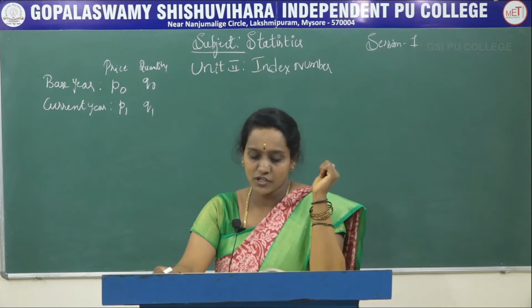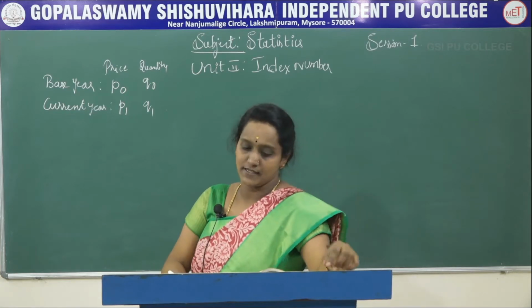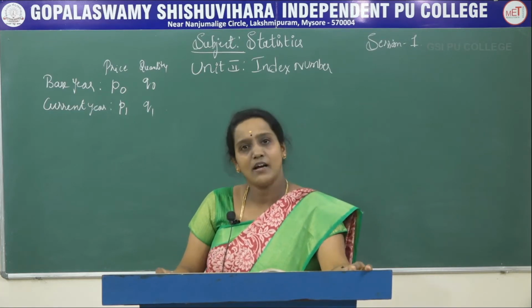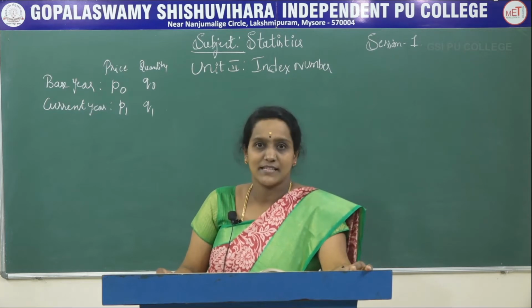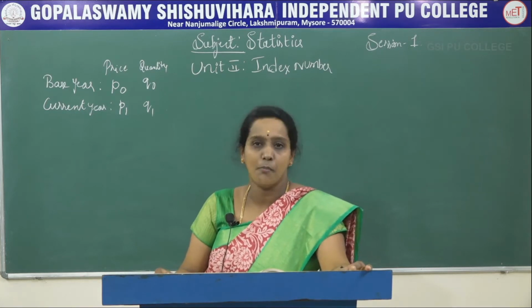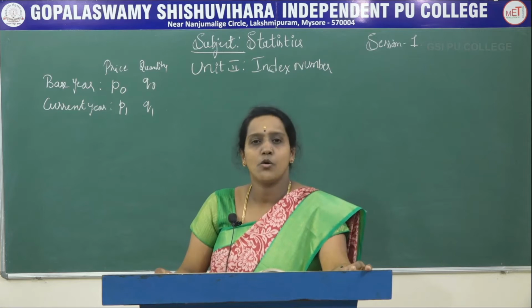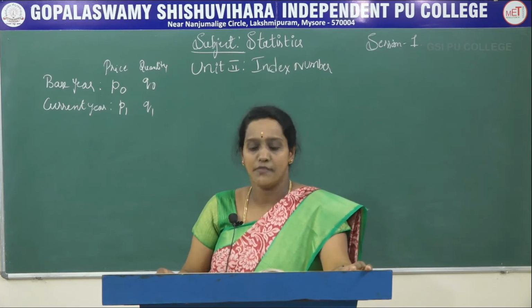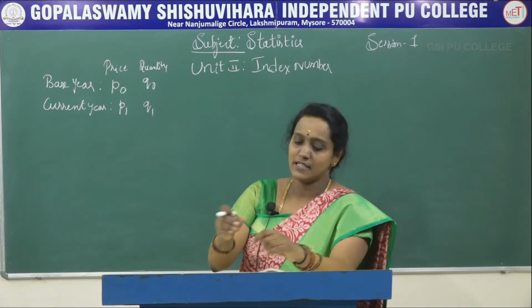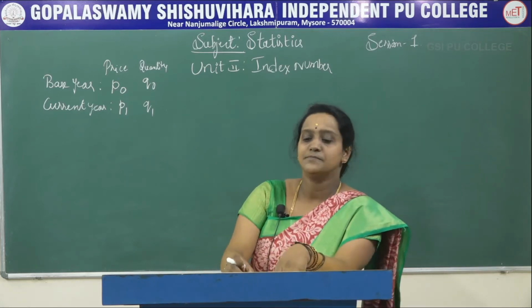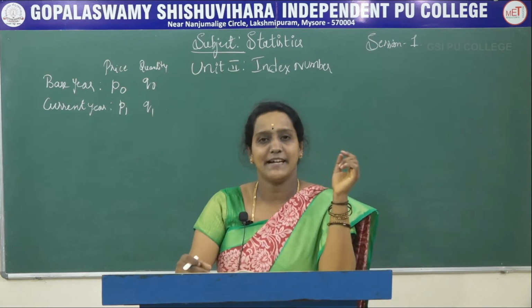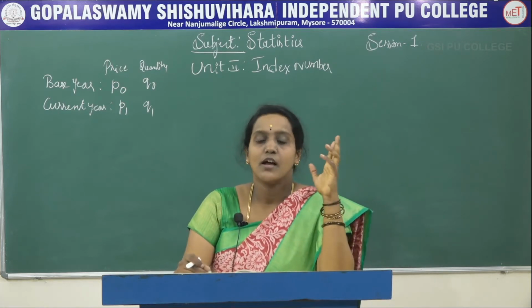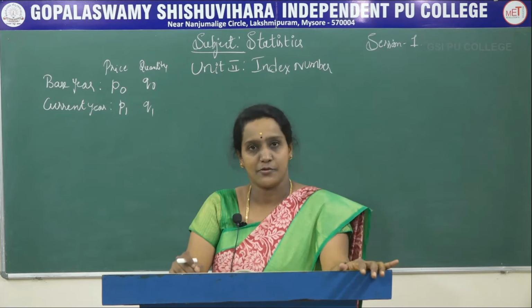In index number majorly we have two types, that is simple and composite. Simple means here we will consider only one component or one variable. Composite means we will consider more than one variable. In index numbers we have certain relatives: price relatives, quantity relatives and value relative.